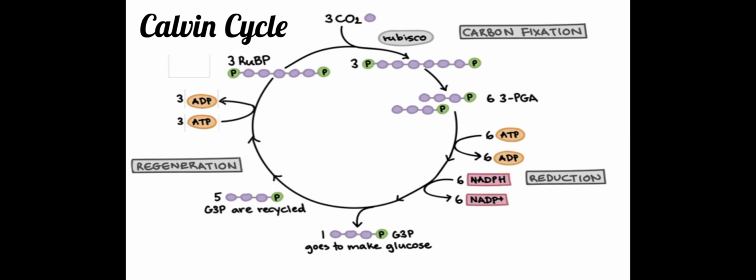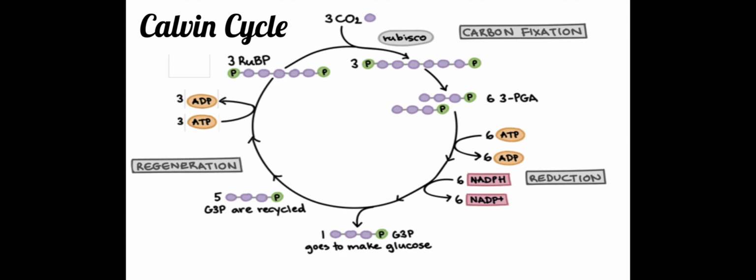It actually captures and combines the carbon dioxide with an RuBP, or ribulose bisphosphate. And what happens, it actually makes it unstable. Now, since it's unstable, it quickly splits into 3PG, or 3-phosphoglycerate. And then later it heads into the second phase, reduction, where ATP and NADPH come in.